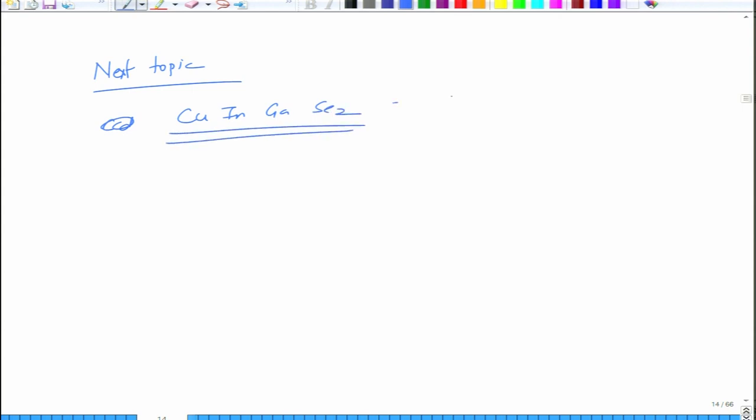Next we move on to the next topic, which will be a discussion on copper, indium, gallium, selenide solar cells, which are called CIGS, another important thin film technology which has a lot of potential to make it commercial. Thank you.